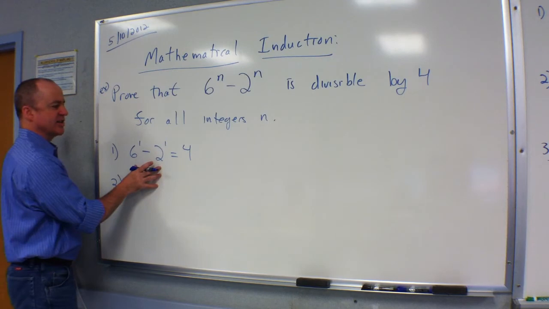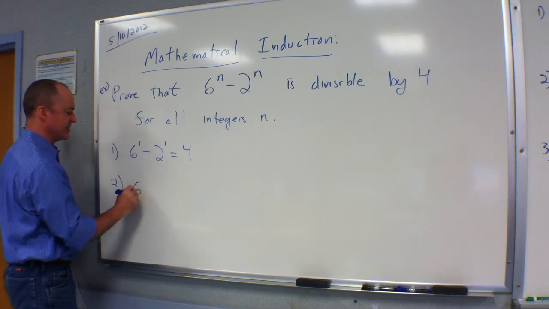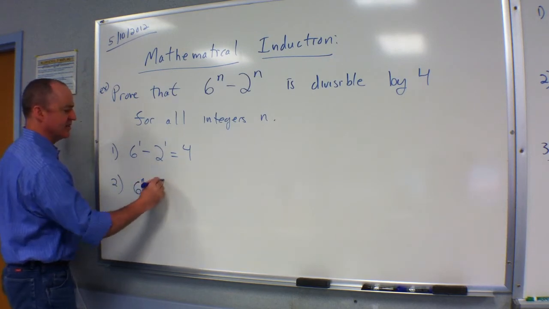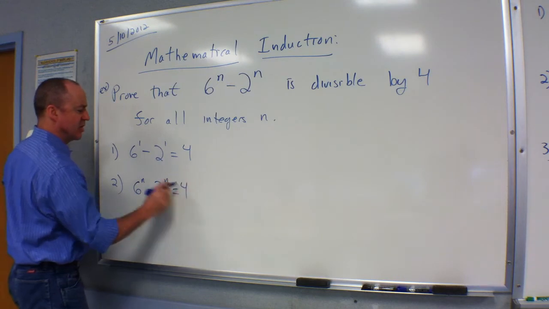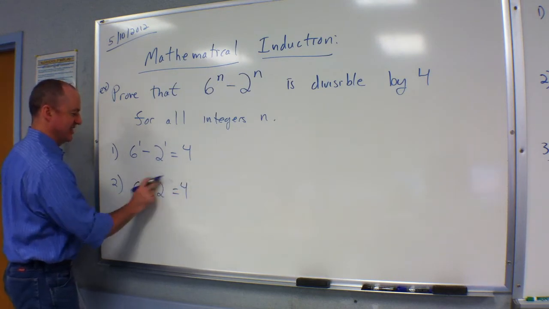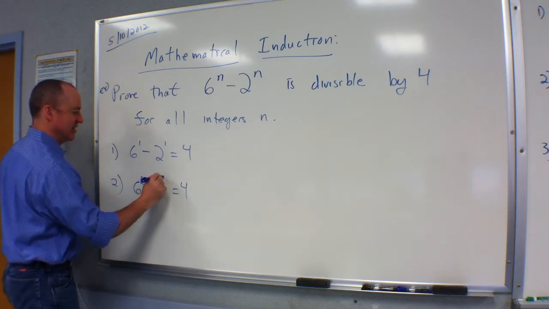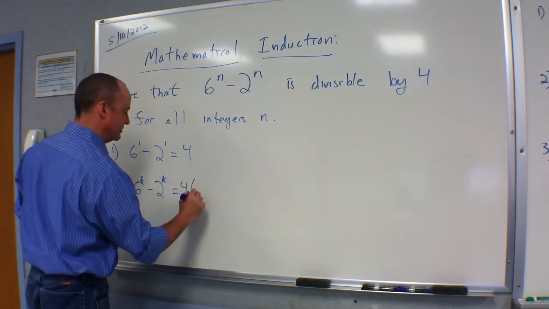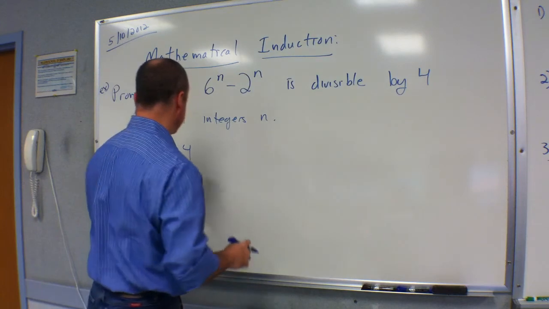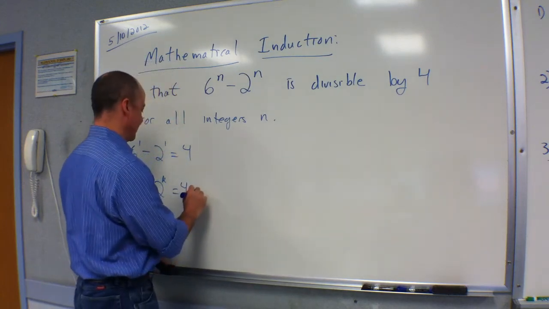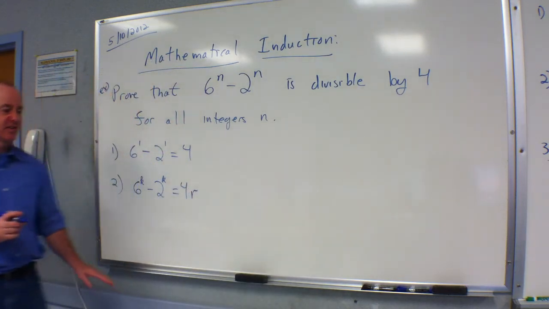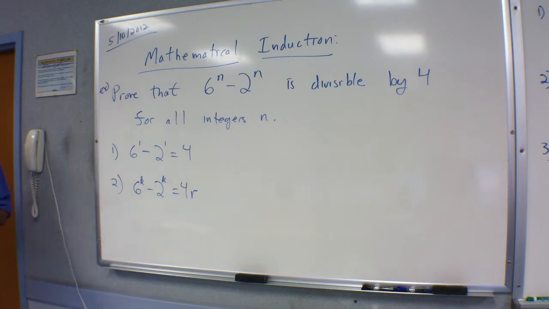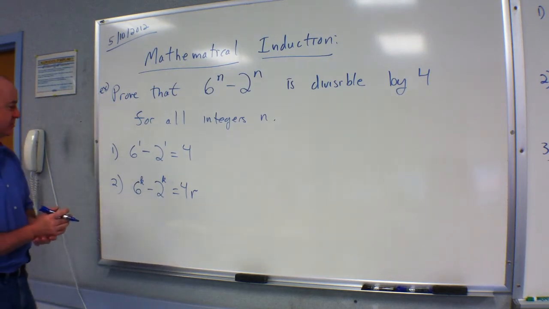Now we write our assumption down. Our assumption is that no matter what k is, 6 to the k minus 2 to the k equals 4r. Yeah, 6 to the k minus 2 to the k will equal 4r if we follow the pattern of the last one. Very good. Divisibility rules do have a bit of a pattern to them.